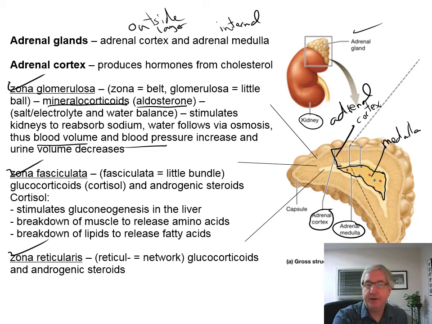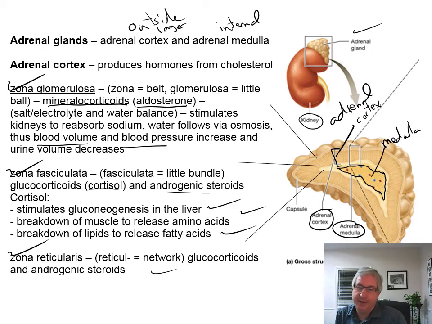Zona fasciculata, meaning little bundle. You make glucocorticoids like cortisol and androgenic steroids. Cortisol stimulates gluconeogenesis in the liver, and breakdown of muscle to release amino acids, and breakdown of lipids to release fatty acids. The zona reticularis also makes glucocorticoids and androgenic steroids. So both the fasciculata and the reticularis make the glucocorticoids and androgenic steroids.